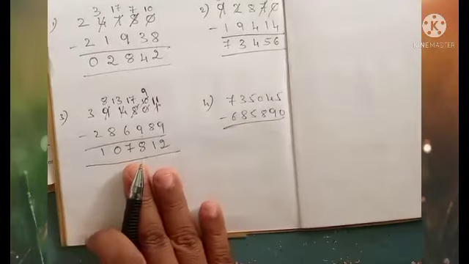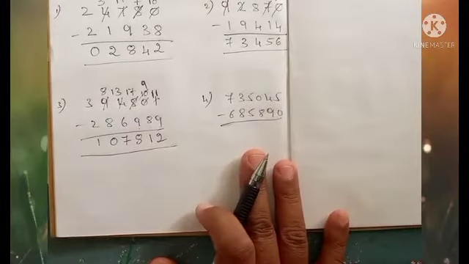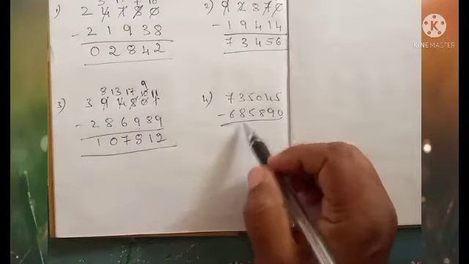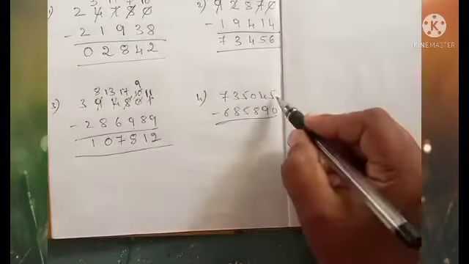Understood now how to do? Okay, do it properly, dear children. Don't get confused. Okay, next, the fourth one. 5 minus 0.